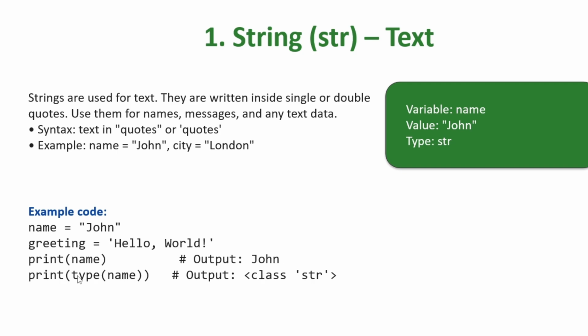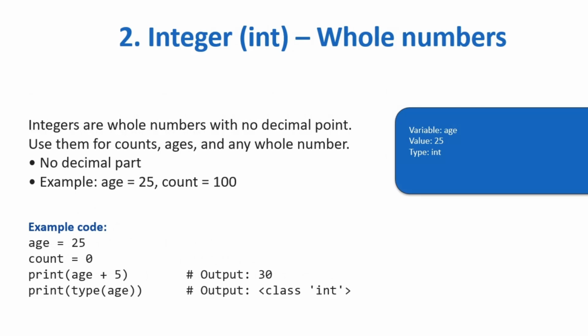When you use the type function on a variable name, you will get the data type of that particular variable. Here in this case, it is written in double quotation marks, that's why the output is class str. It is the data type of that particular variable name. Now similarly, we have integers. They are used for holding whole numbers, with no decimal point. Use them for counts, ages, and any whole number.